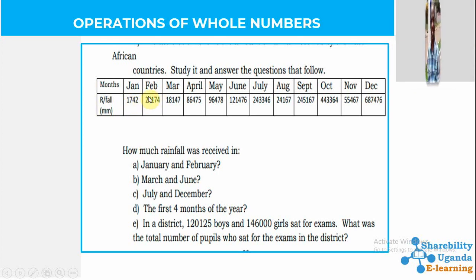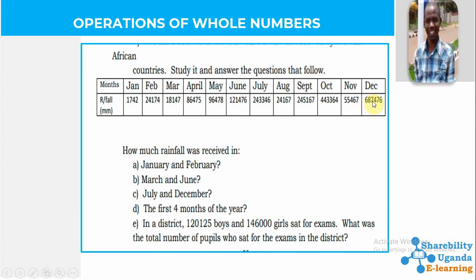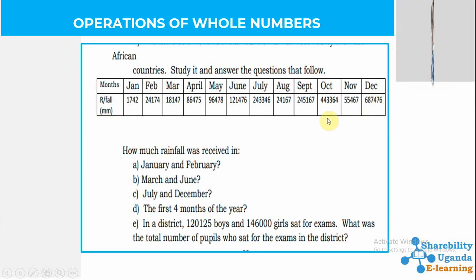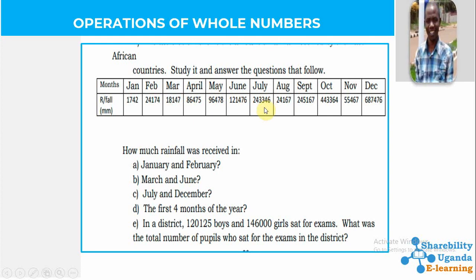1742. Feb, it increases, as you can see, up to 7,400 and 76. So this is what is given. Each month has its rainfall measured in millimeters.